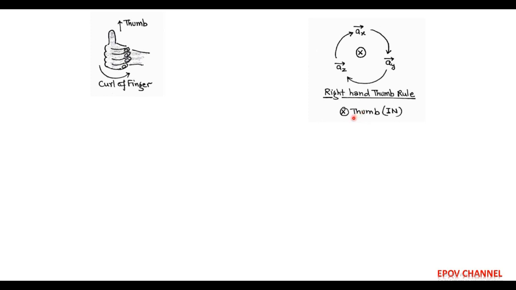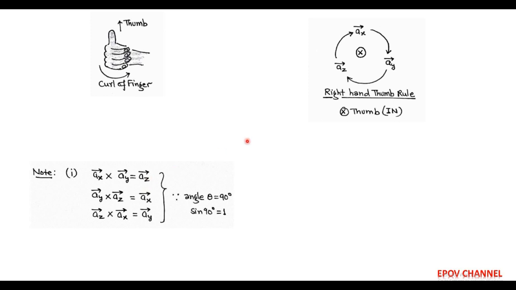For this we again use the right hand thumb rule, with the thumb pointing in and the curl of the fingers representing the cross product, and that is clockwise direction. So unit vector x cross unit vector y is unit vector z, because the magnitude of unit vectors is 1, and since this is an orthogonal system, the angle between unit vectors is 90 degrees. So sine 90 degrees equals 1. Also unit vector y cross unit vector z equals unit vector x, and unit vector z cross unit vector x equals unit vector y.